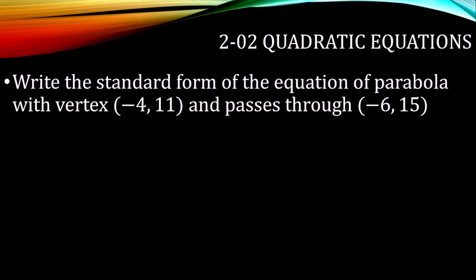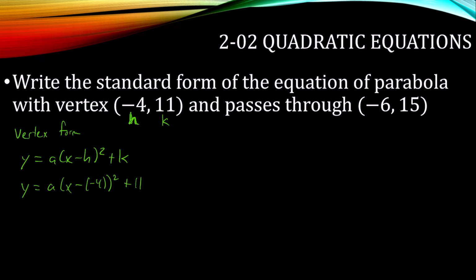Let's go the other direction. Let's write the standard form of the equation of the parabola with that vertex and pass this through. Well, since we know the vertex, we should probably use vertex form, which is y equals a(x minus h) squared plus k. The vertex is (h, k). So we could plug that in. So it'll be minus a negative 4 plus 11. Of course, minus a negative 4 is the same thing as plus.